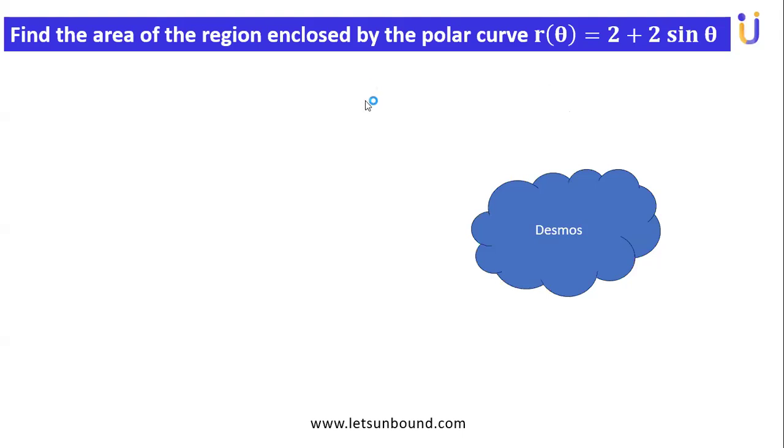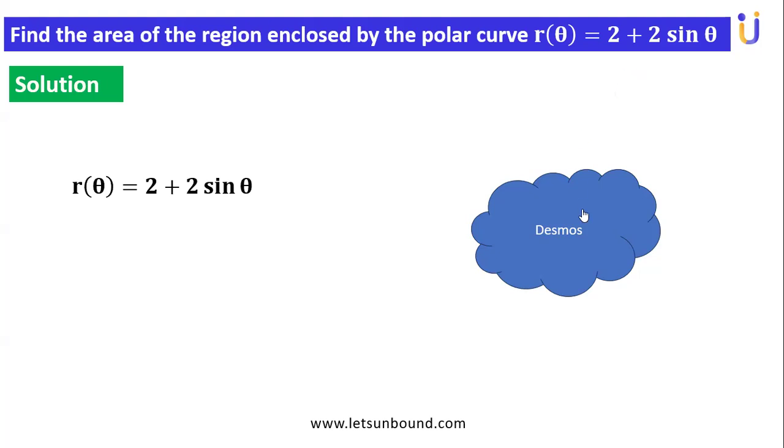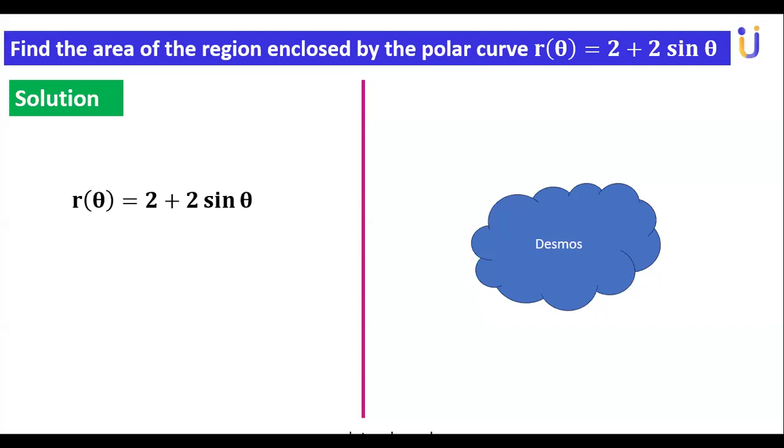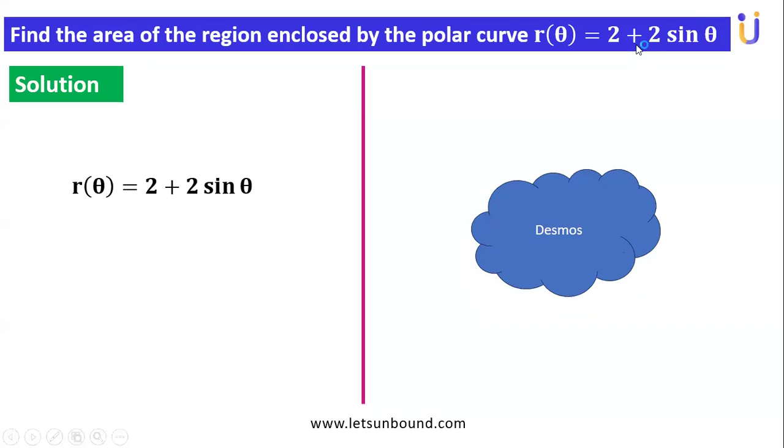Now, find the area of the region enclosed by the polar curve 2 plus 2 sine theta. How will that look? How can I sketch this? You can use Desmos here, and let's go. Okay, let me share this with you. Here you can see, there is a curve given to us. Only this curve, they didn't give any bounds. But let me show you how to do this.